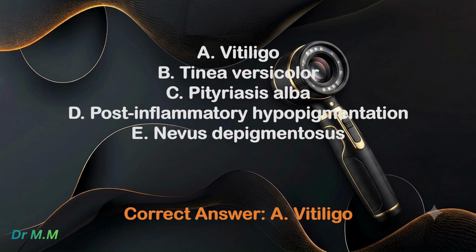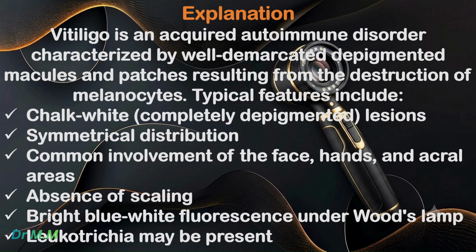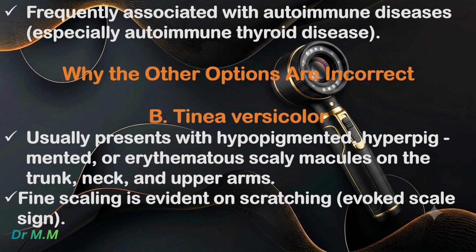Correct answer, A. Vitiligo. Explanation. Vitiligo is an acquired autoimmune disorder characterized by well-demarcated depigmented macules and patches resulting from the destruction of melanocytes. Typical features include chalk-white, completely depigmented lesions, symmetrical distribution, common involvement of the face, hands, and acral areas, absence of scaling, and bright blue-white fluorescence under Wood's lamp. Leukotrichia may be present. Frequently associated with autoimmune diseases, especially autoimmune thyroid disease. Why the other options are incorrect.